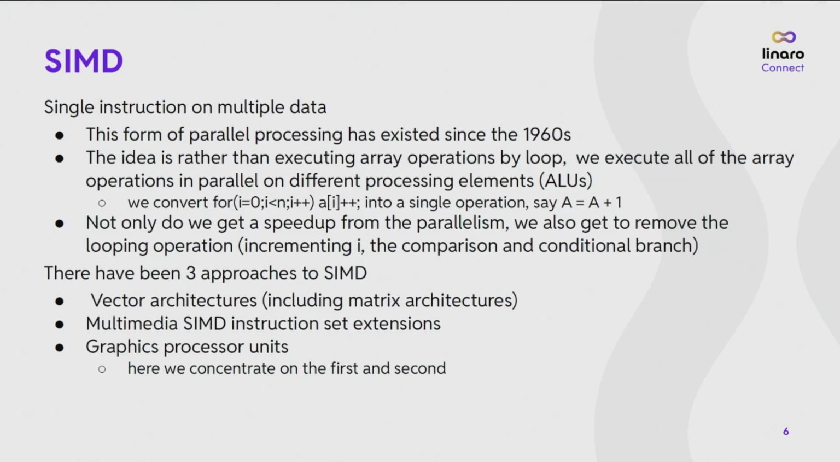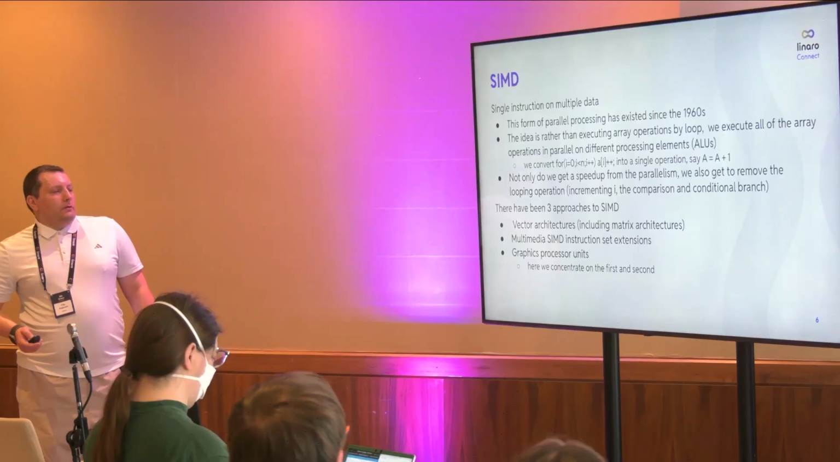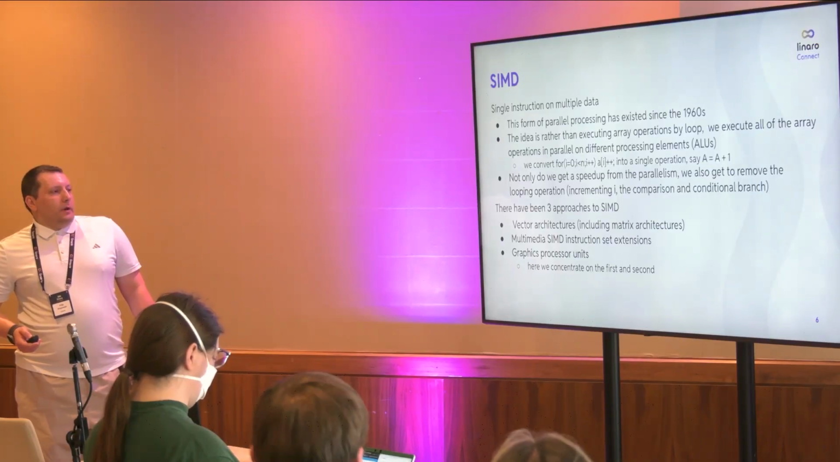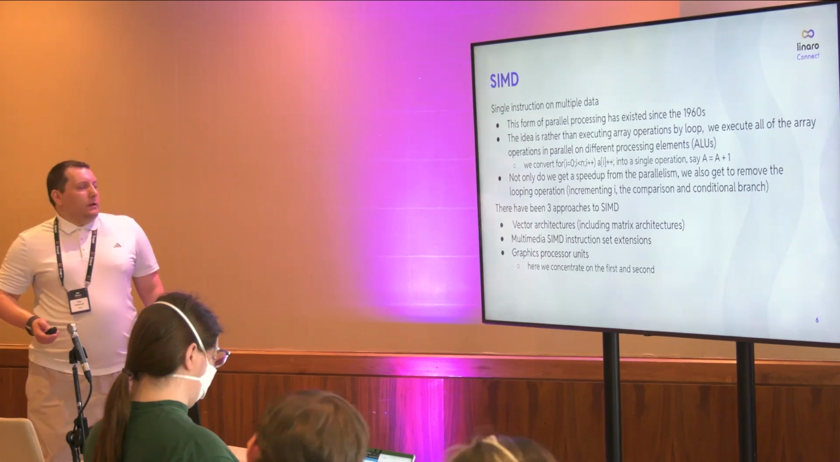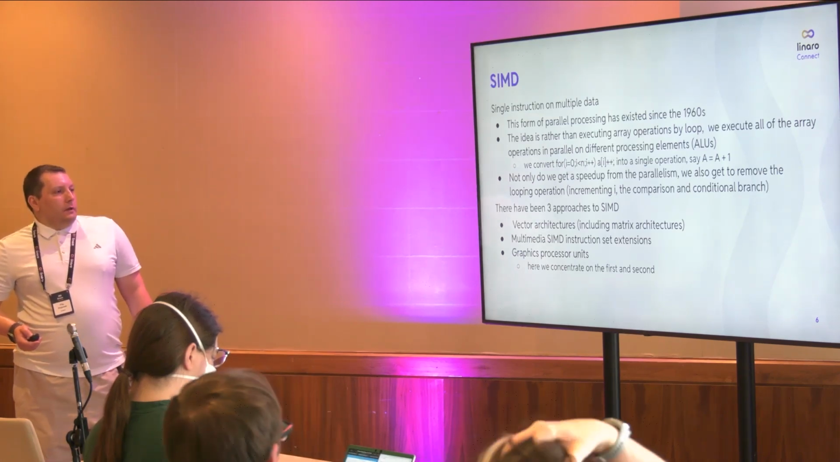Here we have an example where we convert a loop that iterates over n elements. It starts from 0 up to n-1, and in each loop iteration we increment the ith element of array A. This can be converted into a single operation, like A equals A plus 1, which means that each element of the array A is incremented by 1. This can be easily vectorized by the SIMD instruction set.